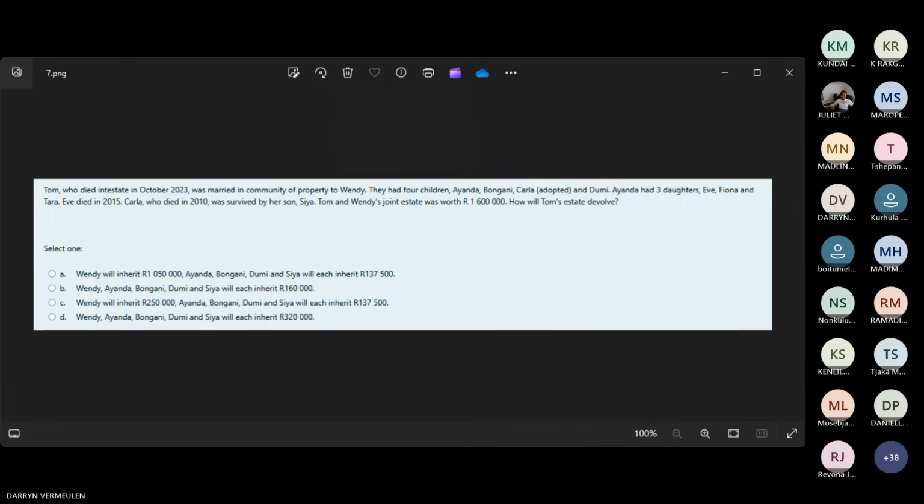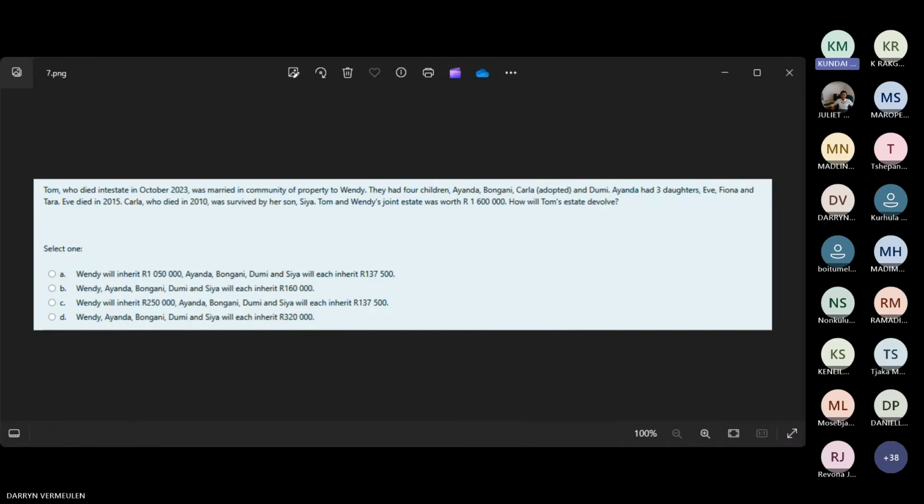So I am going to break this down. I hope it's okay with everyone. Yeah, go for it. So Tom, who died intestate in October 2023, was married in community of property to Wendy. They had 4 kids. With the 4 kids, there's one who's predeceased. No, there's one who's adopted, which is Carla.